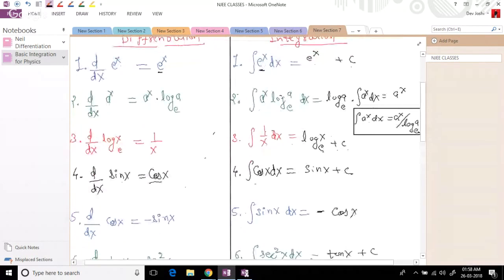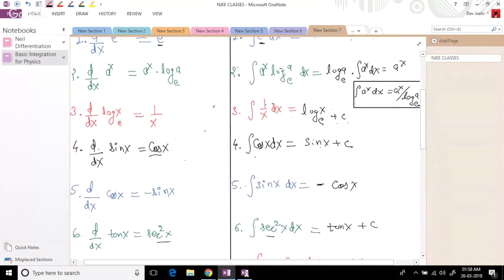Next, d by dx of sin x is equal to cos x. So integral of cos x is equal to sin x plus c. Next, differentiation of cos x is equal to minus sin x. So integral of minus sin x is equal to cos x. So integral of sin x is equal to minus cos x. Differentiation of tan x is sec square x. So integral of sec square x dx is equal to tan x plus c.